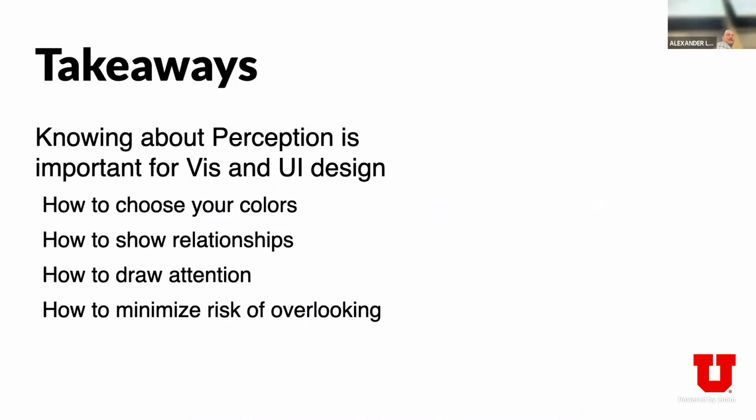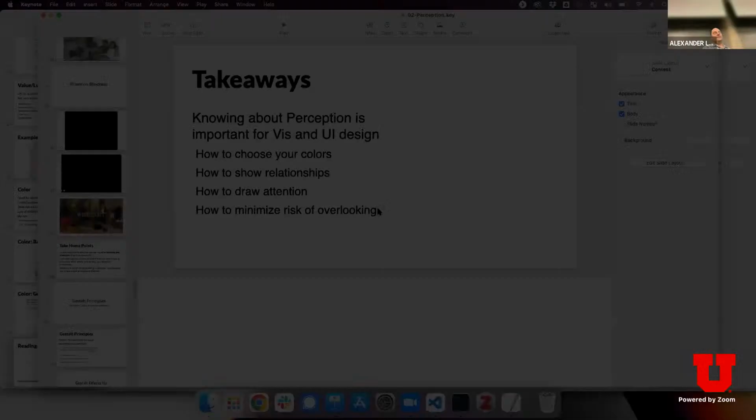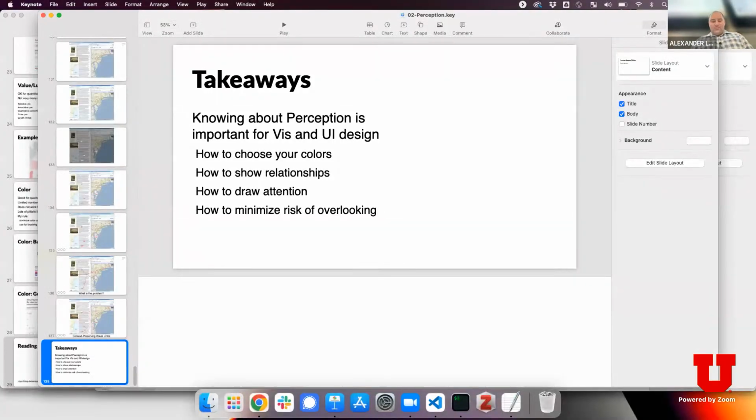So the takeaway here is that knowing about perception is important for visualization and for UI design. You need to think about how to choose your colors, how to show relationships, how to draw attention to something that you want people to pay attention to, and how to minimize the risk of something being overlooked. And with that, I want to move over to the data lecture.